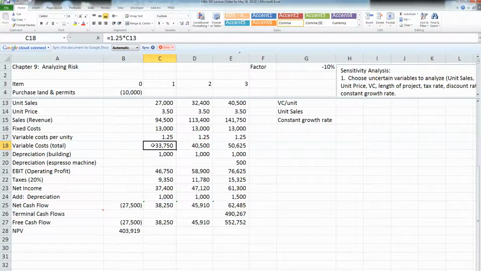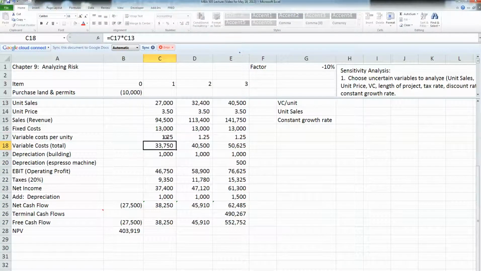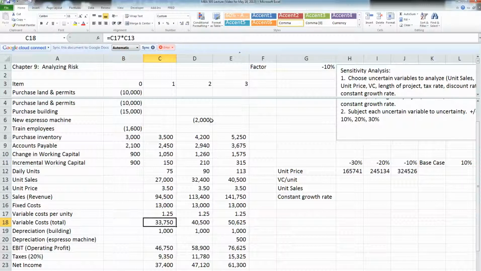And for my total variable cost, now down here I'm going to create a link. So I would just replace this $1.25 with a link to cell C17. And I should be able to copy that across and it works fine. So now if I change this to $1, both of these change, all these cash flows change, and everything below it changes. But I'm going to pop it up to $1.25 again. Double check, make certain I've got my unit price back to the $3.50.